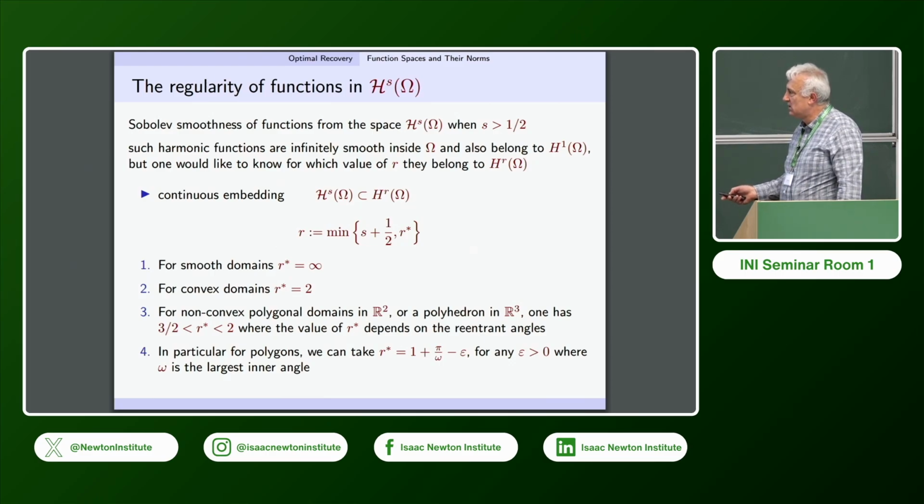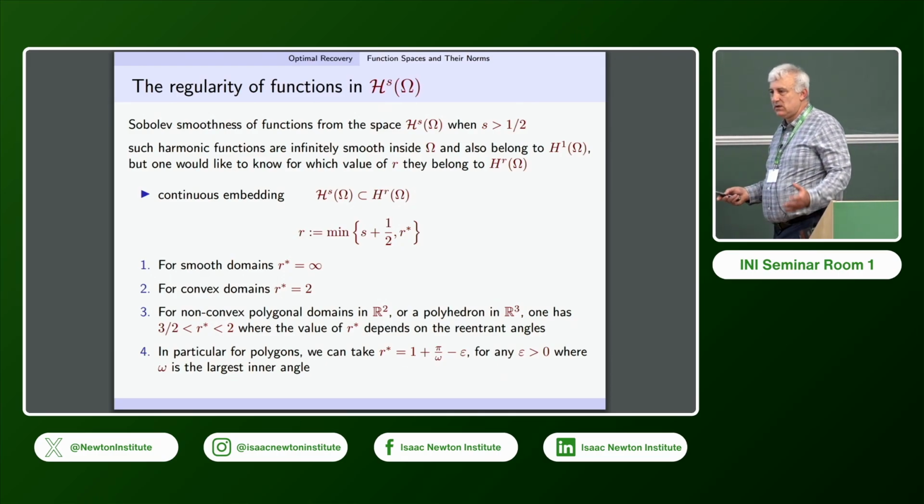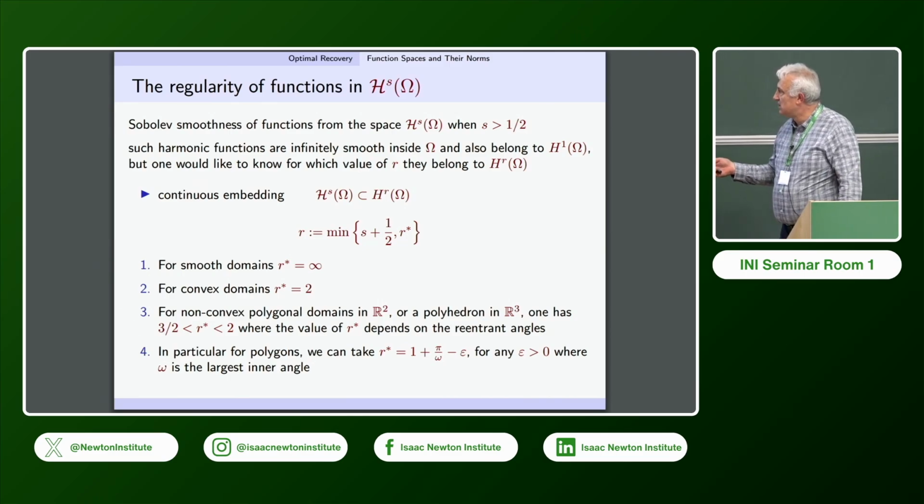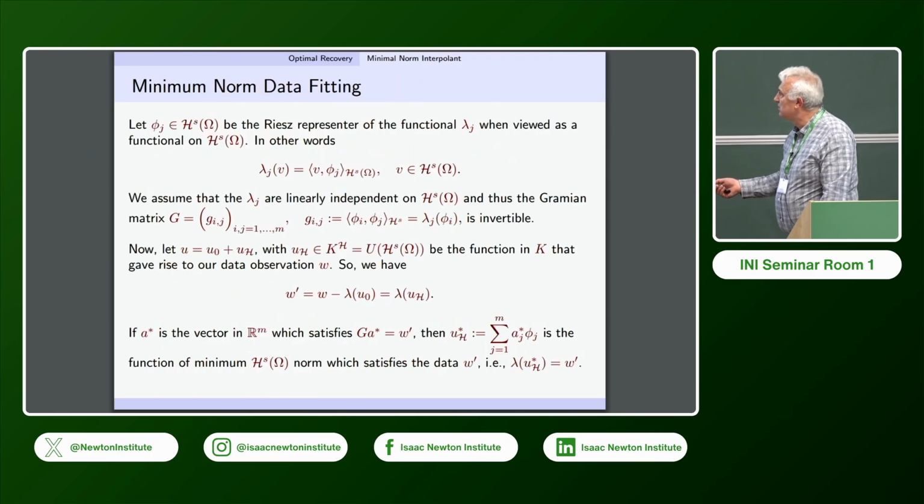Say in R2, this is the formula pi over omega, where omega is the largest inner angle. So if it approaches pi, then it would be, actually if it approaches pi over 2, it would be that one. Let me see. No, okay.